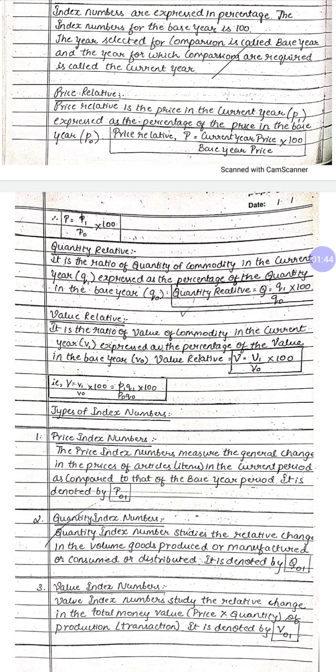Next we have value relative, where value relative is the changes in price and quantity put together. That one is calculated by current year's price into current year's quantity divided by base year price into base year quantity into 100. So we will get the value changes.